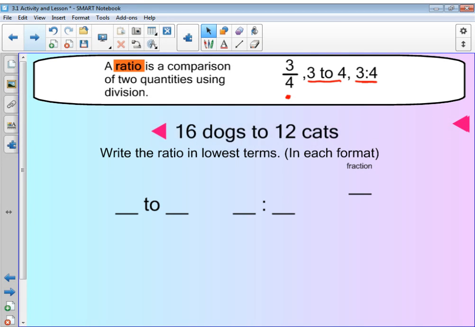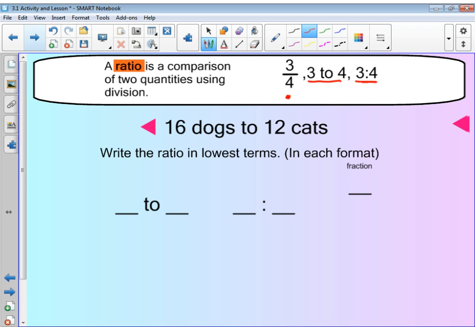Okay, so here's our first scenario: 16 dogs to 12 cats. The key thing to remember is when you're working with a ratio and you have a word problem, you go in the order that it's stated. So working left to right, if I'm going to work in these two formats, I would do 16 dogs first to 12 cats.